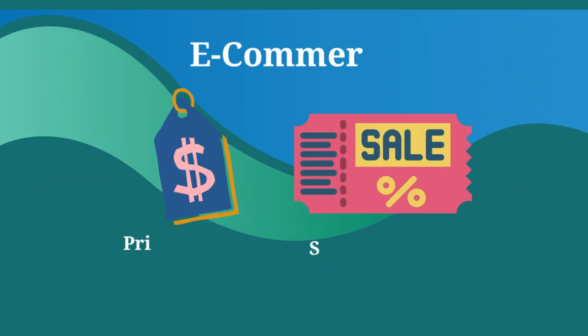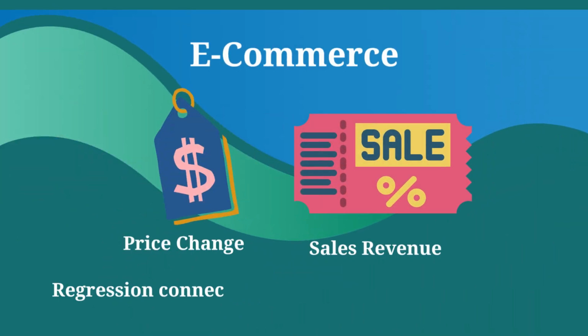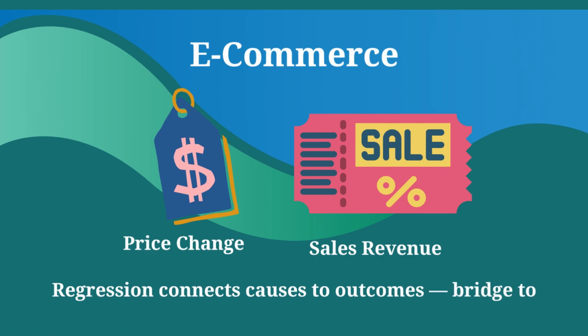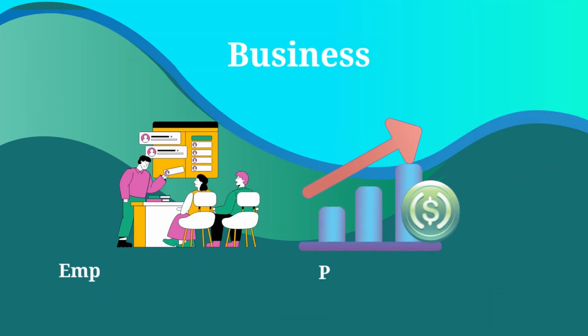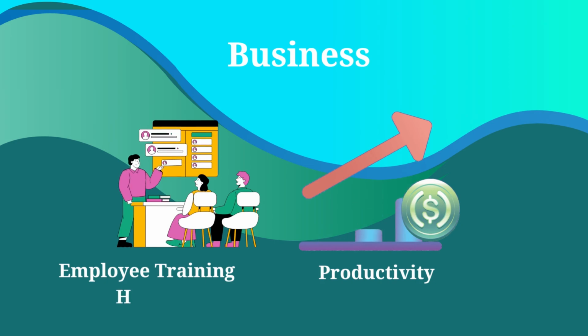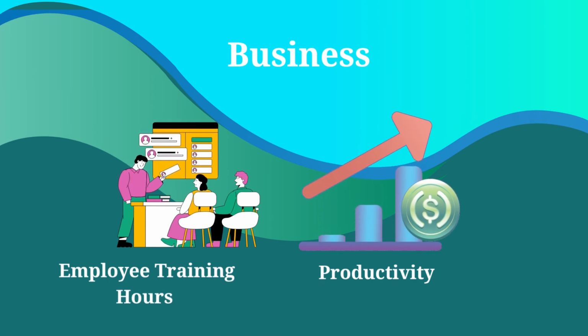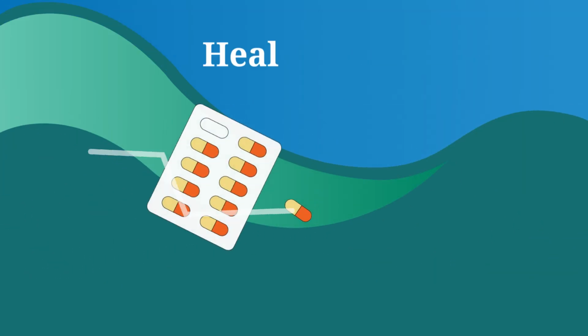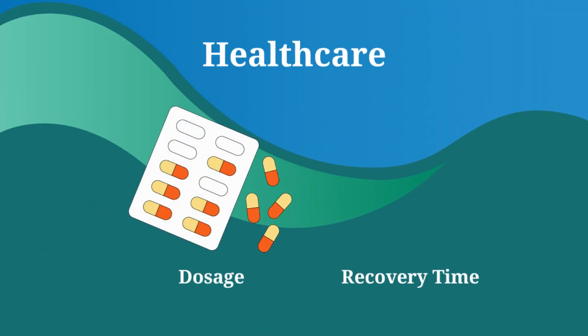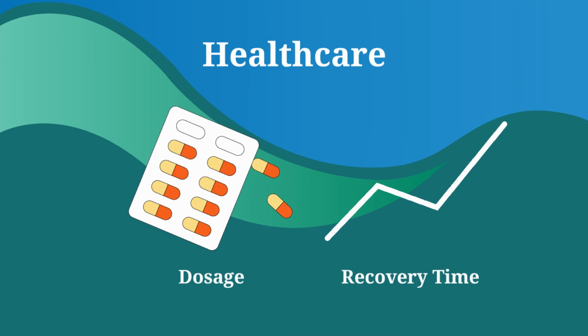For instance, in e-commerce, regression can reveal how price changes or advertising spend impact sales revenue. If a regression line shows a strong positive slope, it means more ads, more sales. In businesses, companies use it to predict how factors like employee training hours affect productivity or customer satisfaction. In healthcare, regression helps analyze how recovery time depends on variables like age, dosage, or lifestyle habits.